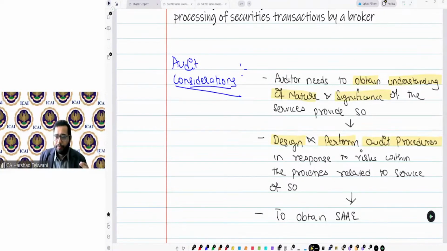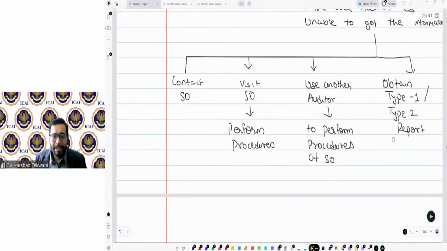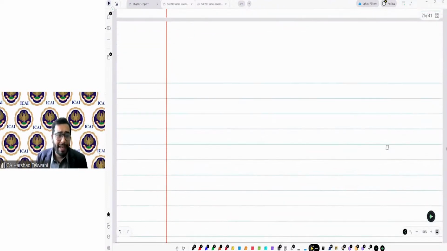Number two, who is issuing us this report? That is also very important. Now, when I say we will obtain type 1 and type 2 reports, we need to understand the difference between type 1 and type 2 reports, what these reports are, and how they can help us.